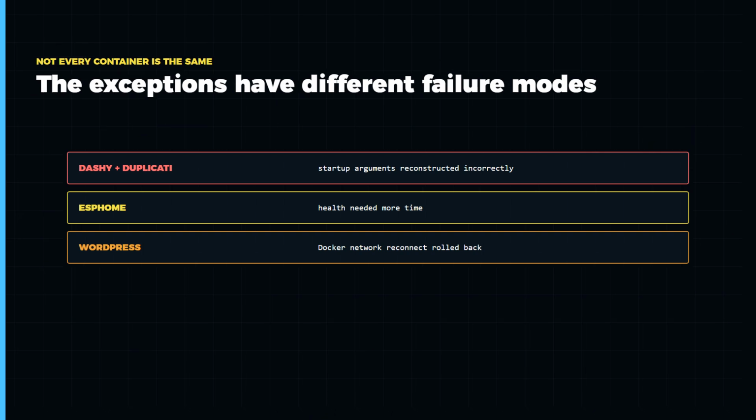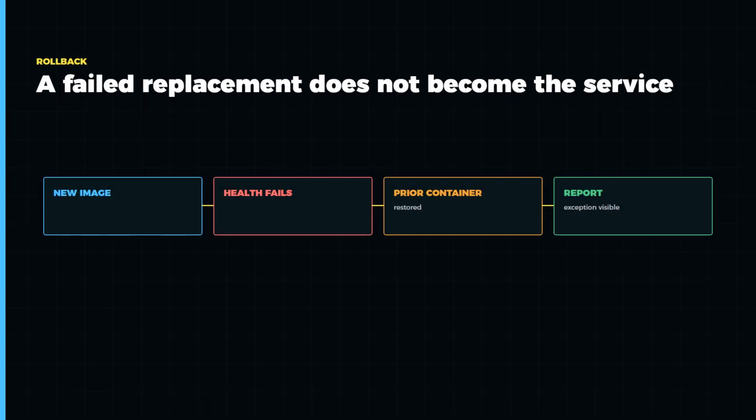Tugtainer handles most of the environment, but not every container behaves the same way during recreation. I have seen Dashy and Duplicati fail because their startup arguments were reconstructed incorrectly. ESP Home needed more time to become healthy than the updater allowed. WordPress hit a Docker network reconnect error and rolled back. Those failures protected the service. Tugtainer did not leave a broken replacement in service. It reported the problem and, where possible, put the prior container back.